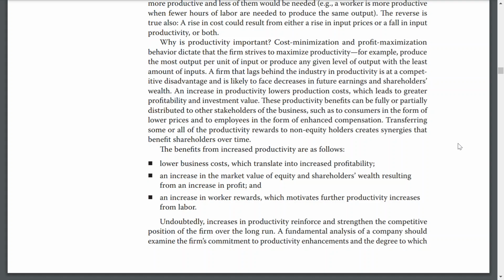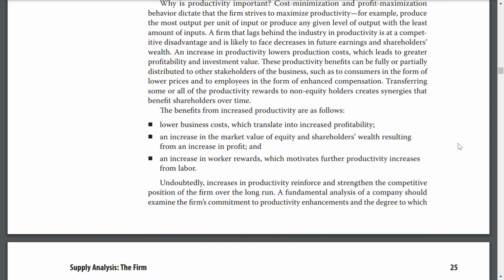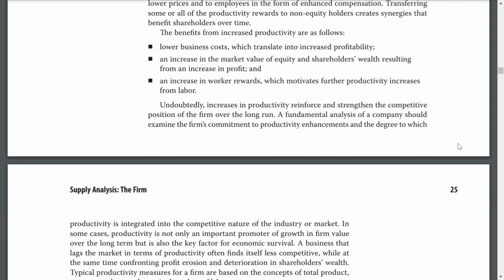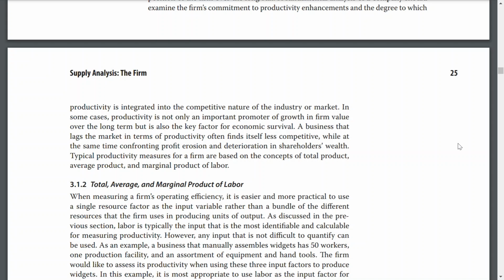The benefits of increasing productivity are as follows: lower business costs, which translate into increased profitability; an increase in market value of equity and shareholders' wealth resulting from an increase in profit; and an increase in workers' reward, which motivates further productivity increases from labor. Undoubtedly, increases in productivity reinforce and strengthen the competitive position of a firm over the long run. A fundamental analysis of a company should examine the firm's commitment to productivity enhancement and the degree to which productivity is integrated into the competitive nature of the industry or market.